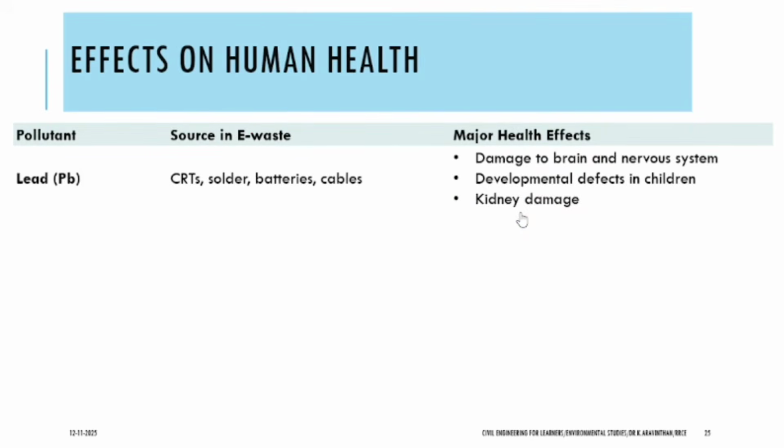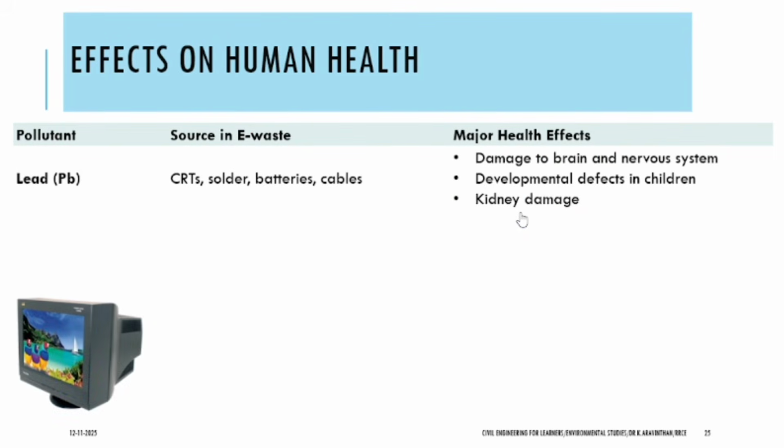Now, the second part of this class is effects on human health. Sir, what will happen to humans if we get contact with lead? Lead is available in picture tubes. Have you seen that old TVs have these CRTs? CRTs are picture tubes. If you get contact with this, lead is available inside. If you are affected by this, damage to the brain and nervous system will occur. Developmental defects in children and kidney damage will be there for humans.